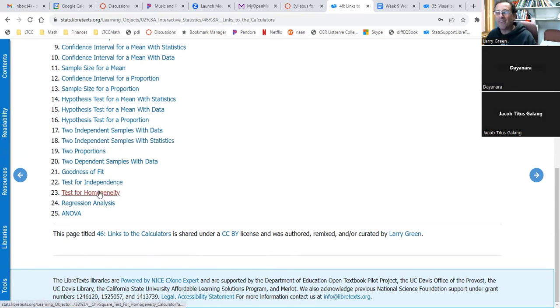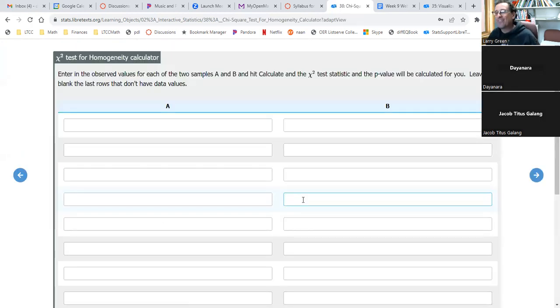I even put it in the order in which I just gave the presentation. We only have 2 left, by the way, 24 and 25. Next week, we'll do 24. The week after, we do 25. Okay, that's all that's left. Here, it says, enter the observed values for each of the 2 samples, A and B. Hit calculate, and the chi-squared test statistic and p-value will be calculated for you. Leave blank the last rows that don't have data values.